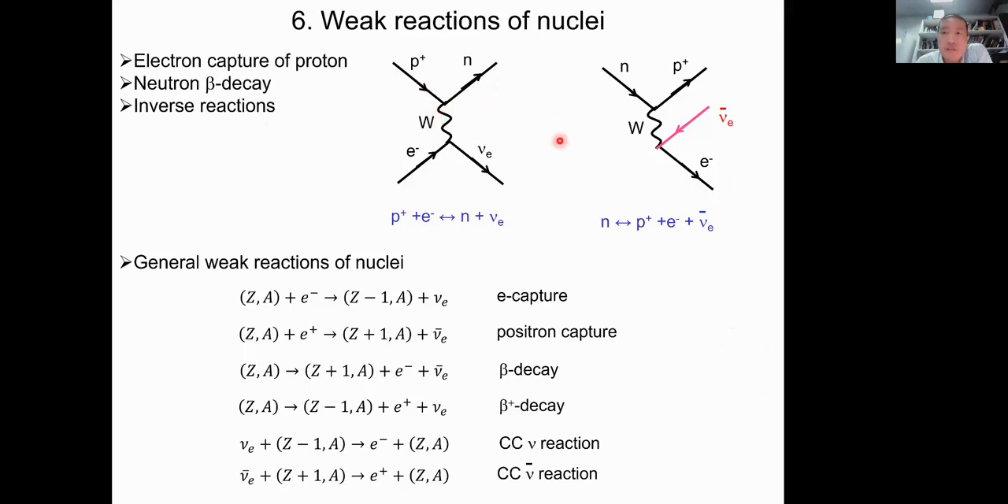So, by changing the diagram a little bit, this reaction is also possible. That is neutron decay into proton plus electron and anti-electron neutrino. For these two reactions, reverse reactions are also possible. Reverse reaction of this reaction is neutron electron neutrino scattering. And this is called inverse decay of neutron. That is three-body fusion reaction to produce one neutron.